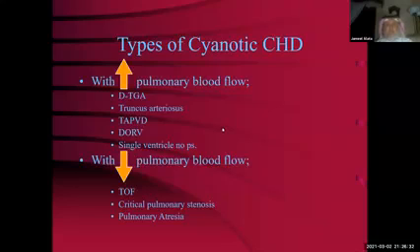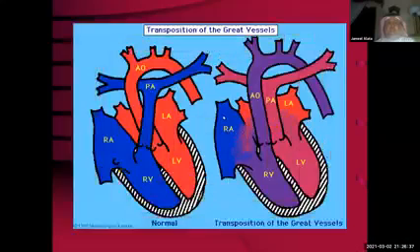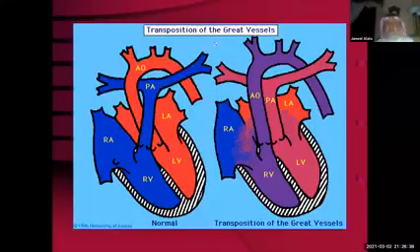We are back. So let's take it now one by one. This is transposition of the great arteries. This is the cartoon of a normal heart. You can see the right atrium to right ventricle to pulmonary artery connection, then the pulmonary veins to left atrium, mitral valve, LV, and aorta, normally causing normal circulation.